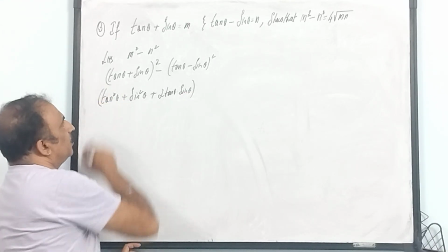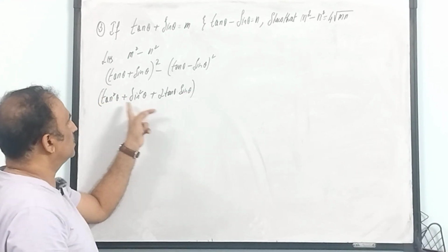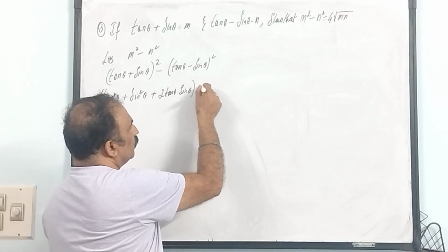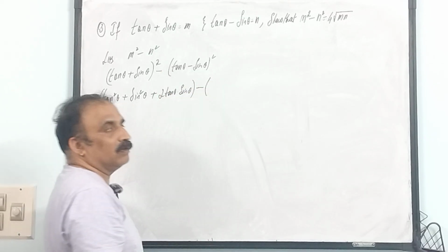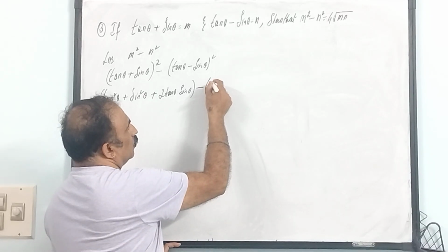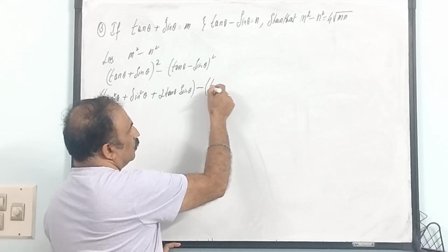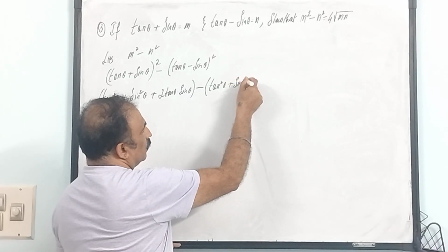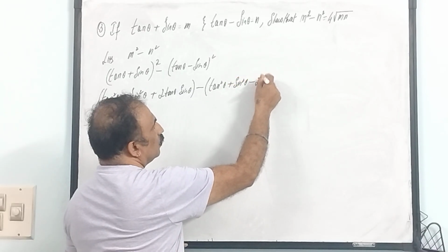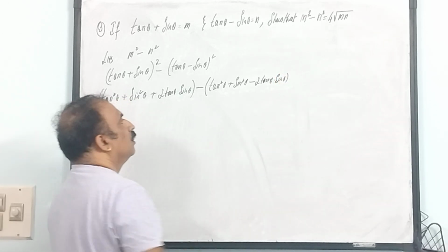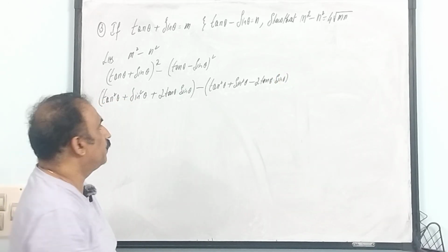So I applied (a plus b) whole square, a square plus b square plus 2ab. Then the sign is minus. Whenever a minus sign is there, maintain a bracket. Again, it is (tan minus sine) whole square. So (a minus b) whole square: tan square theta plus sine square theta minus 2ab, 2 tan theta into sine theta. Now the next step is opening the bracket.